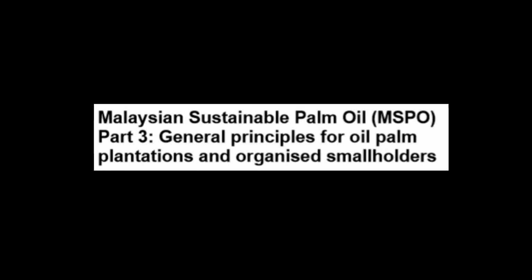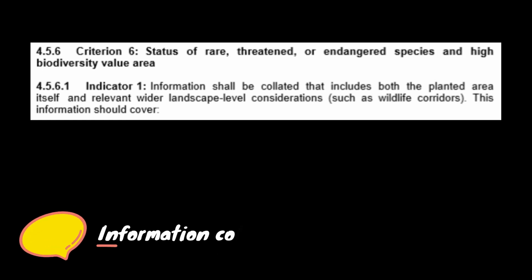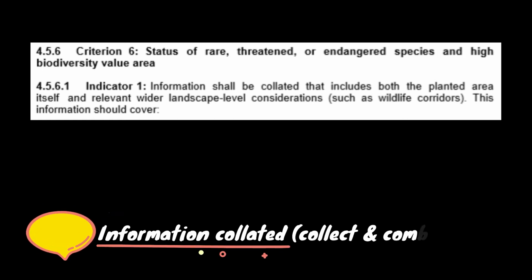For Part 3, the requirement mentions that information shall be collated. Collated here means to collect and to combine. And this includes the planted area or any wildlife corridors if applies.